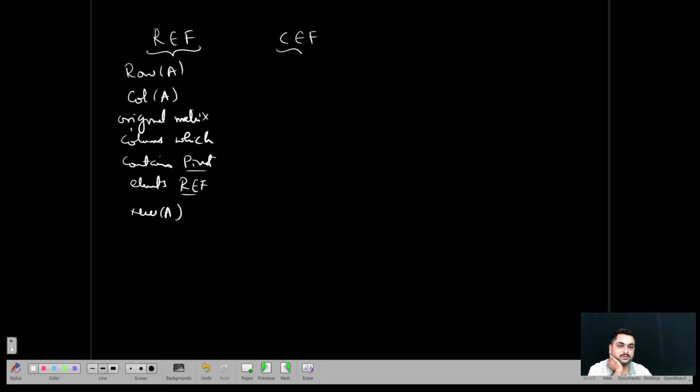If you use column echelon form, then you will directly get the column space of A. But then to get the row space of A, I again have to apply REF, and I again have to use it to get the null space of A. So what I suggest is, whatever problem is given, go for REF directly. CEF will be confusing.